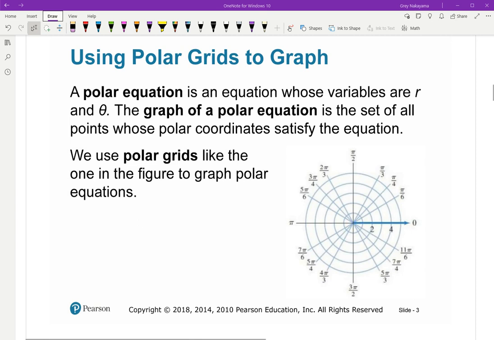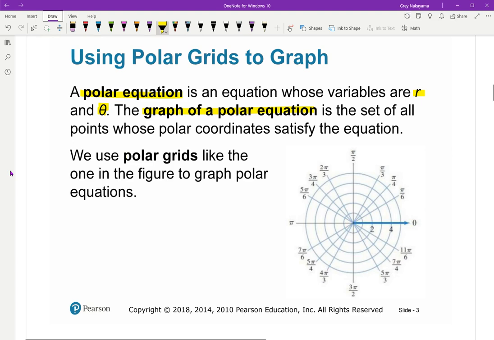To refresh your memory, remember that a polar equation is an equation that has the variables r and/or theta. They don't have to have both, just like a rectangular equation is one that has x and/or y. The graph of that polar equation is any set of points that satisfy that equation. Again, same thing we do with rectangular: any ordered pair x, y that satisfies that equation is a point on the graph. Any point r, theta that satisfies the equation is going to be on the graph.